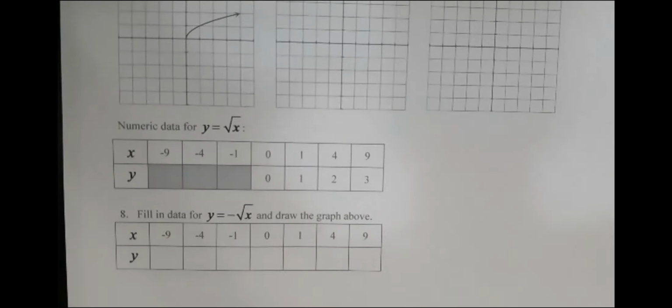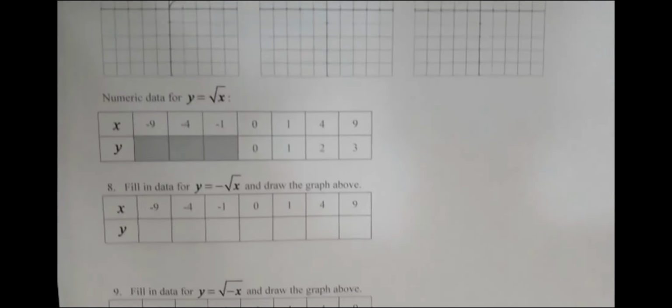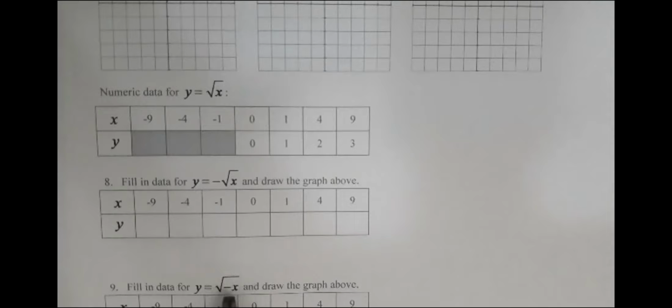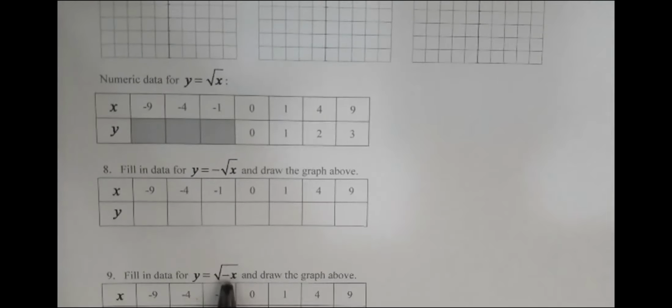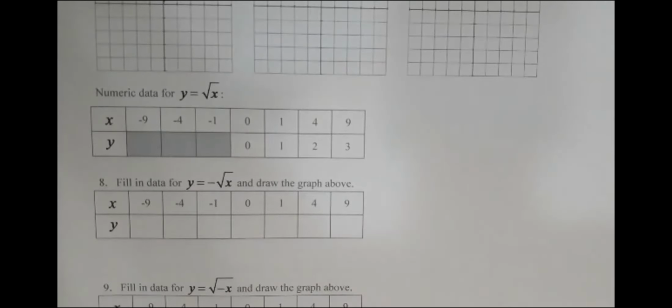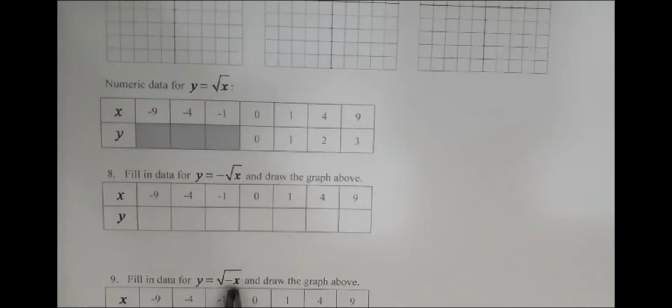So now they're throwing a negative. And I want you to ask yourself, is this negative on the inside or is it on the outside? So the function is y equals square root of x. So it is on the outside of the square root. Contrast it maybe to this one. It's inside the square root. So this is outside of the function. This is inside the function.